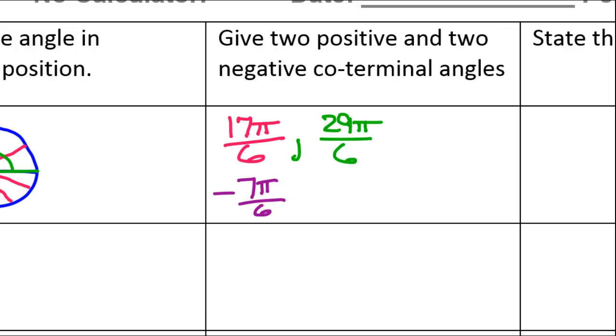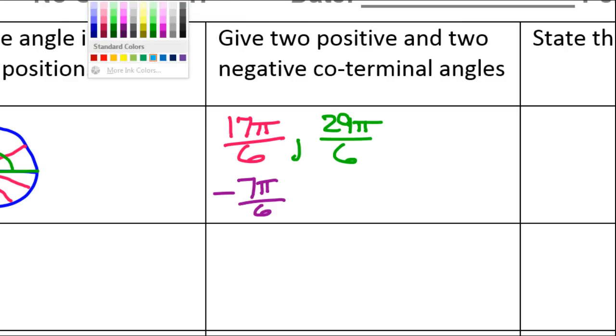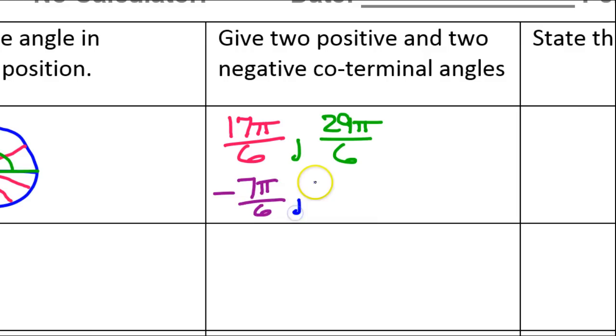Alright, so I'm just going to recopy that. So negative, wait, this color is not going to be visible enough. Stick to the program, Burton. So that's going to be negative 19 pi over 6. So there you go, 2 positive and 2 negative coterminal angles.